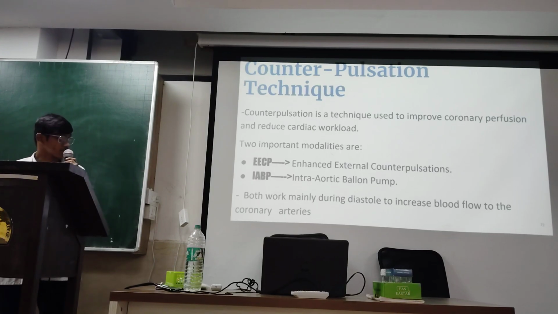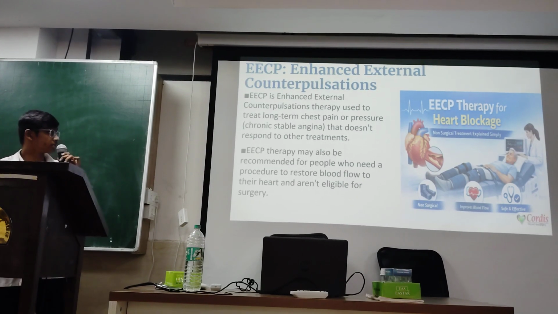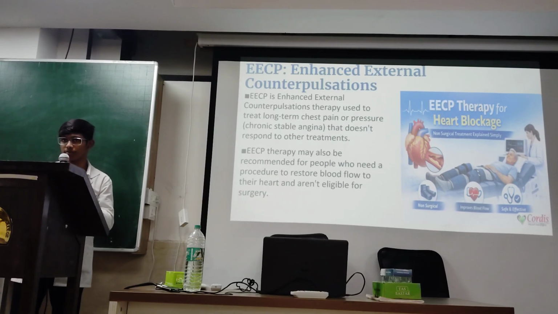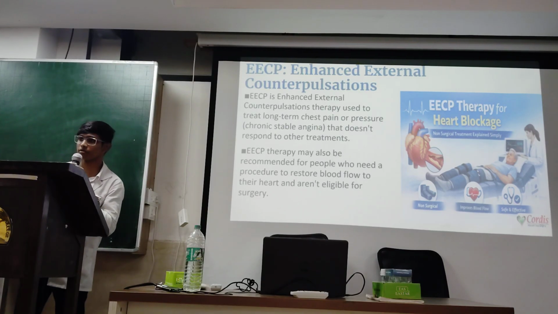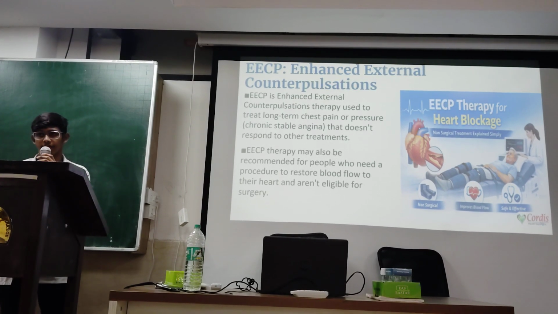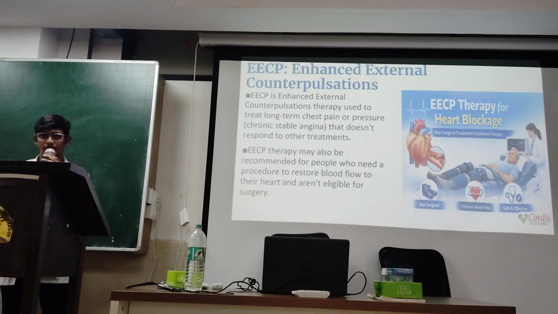Let's learn in detail about the working of EECP. So EECP uses cuffs around the lower limbs of the body. There are three different cuffs which are wrapped around the thigh, the calves and the buttock region, and during the diastole of the heart they contract and push the blood towards the heart, increasing the coronary perfusion. It works like squeezing the toothpaste from the bottom of the tube.